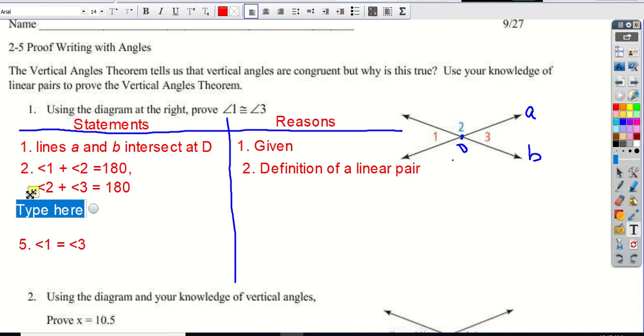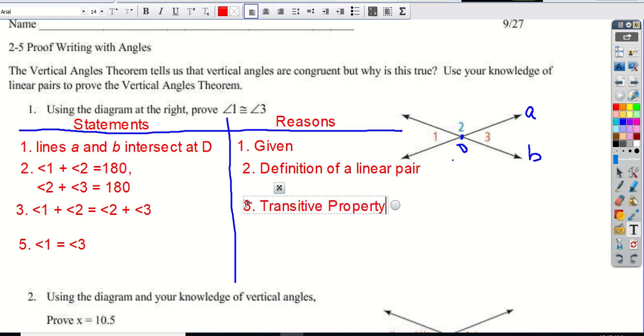So I'm going to take these 2 equations and set them equal to each other. I'm going to say angle 1 plus angle 2 is equal to, what's the other equation? Angle 2 plus angle 3. And the reason we can do that is because they both equal the same amount. They both equal 180. The actual property we're going to use is called the transitive property. This means if 2 things equal the same amount, they have to be equal to each other.